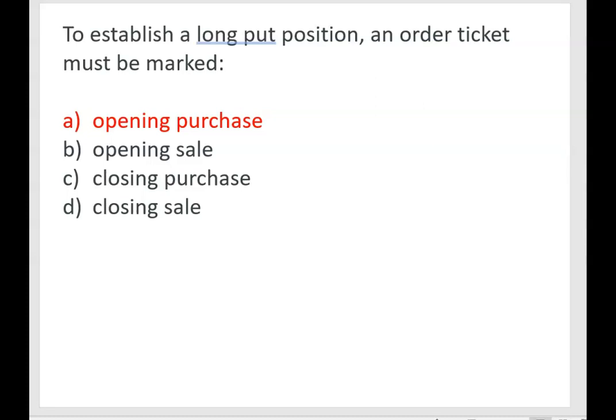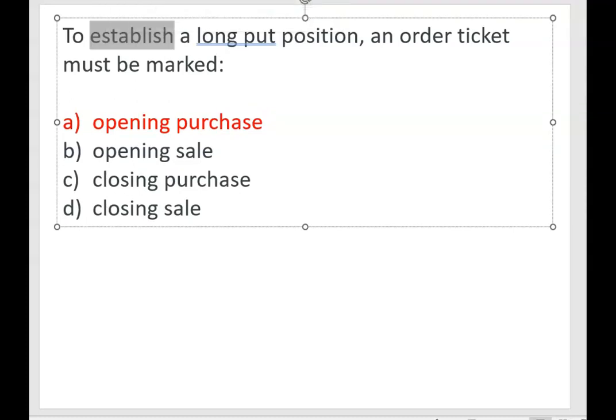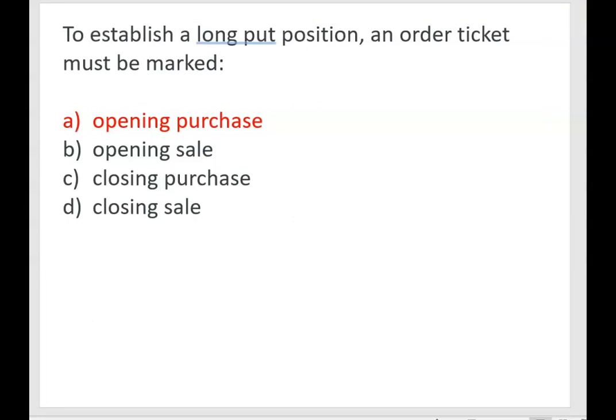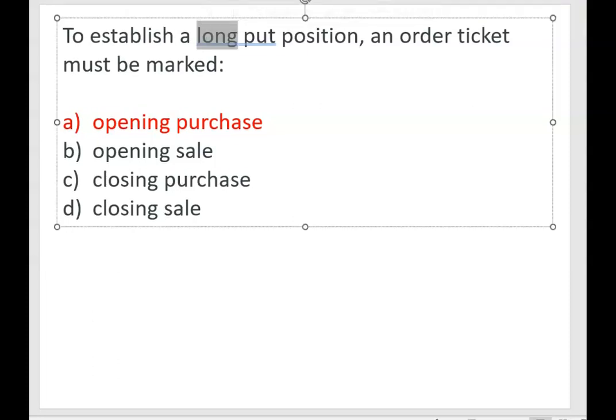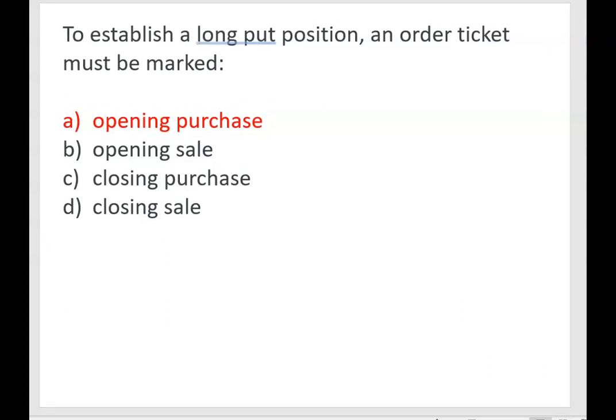How to recognize the perspective it's referring to, right? So first, the part of the perspective was "establish." Establish tells us we're creating a new investment here, something for our portfolio. So that gives us an opening transaction. And the phrase "long," again, that's industry jargon. Long means to own. So this would have to be an opening purchase. That's how we recognized it.